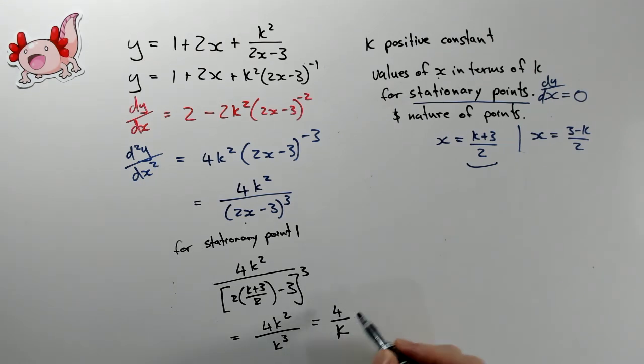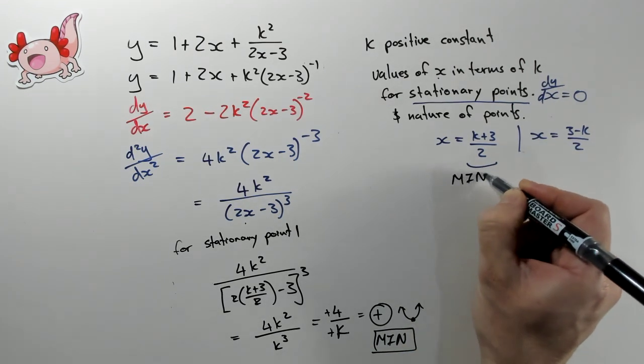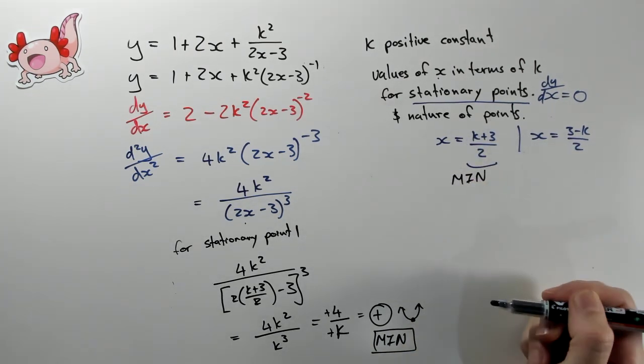Anyway, so they told us that k is a positive constant, so this is positive and 4 is positive, so this is positive. We don't really care what the number is, but because it's positive, I know it is a smiling function, and it will have a minimum point. So this one will have a minimum point at that x value.